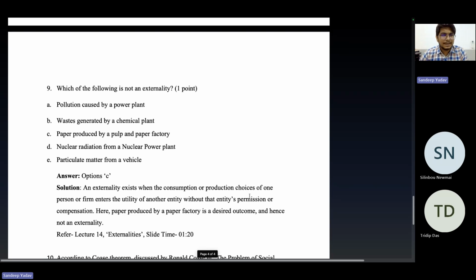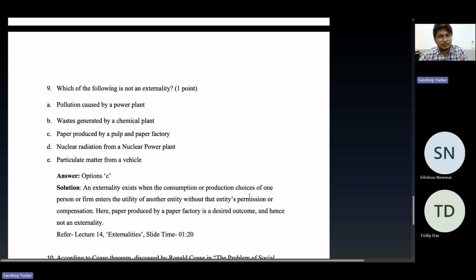Now moving to question number 9, which of the following is not an externality? Pollution caused by a power plant, no, it is a negative externality. Waste generated by a chemical plant, it's also a negative externality. Paper produced by a pulp and paper mill, it's not an externality, it's a product.